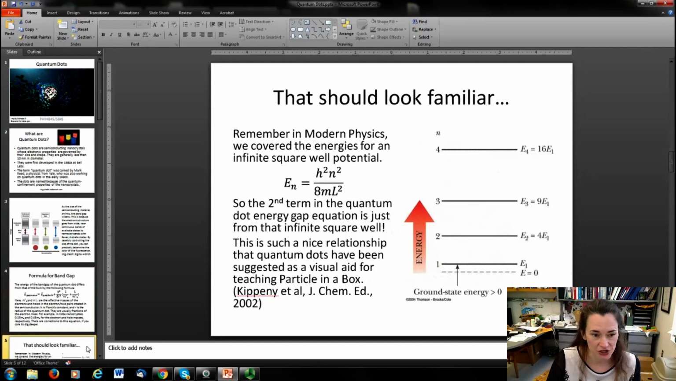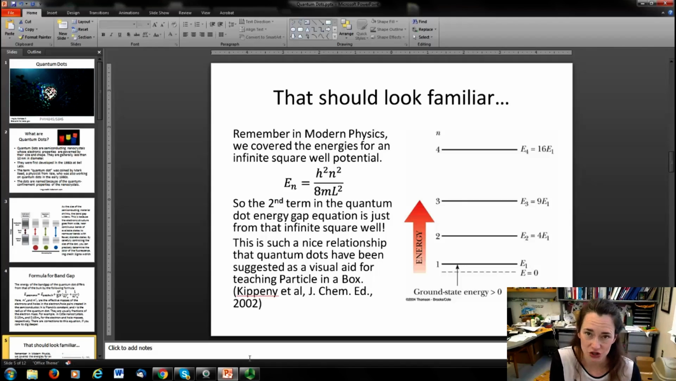Now, that expression for the offset to the band gap energy for a nanocrystal as opposed to the bulk should look familiar. So remember, when we talked about it in modern physics or introductory quantum mechanics, we covered the energies for an infinite square well potential. And those energies were h squared n squared over 8mL squared. So that second term that we just talked about is basically exactly the same structure as that for an infinite square well potential.